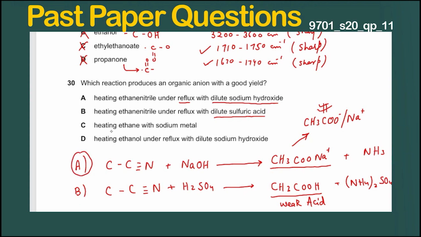C में देखते हैं जी, heating ethane with sodium metal, this reaction is not possible. In the last we have ethanol that is going to react with sodium hydroxide. Beta ji, alcohols, they cannot react with sodium hydroxide. This is again a test for the sodium hydroxide.